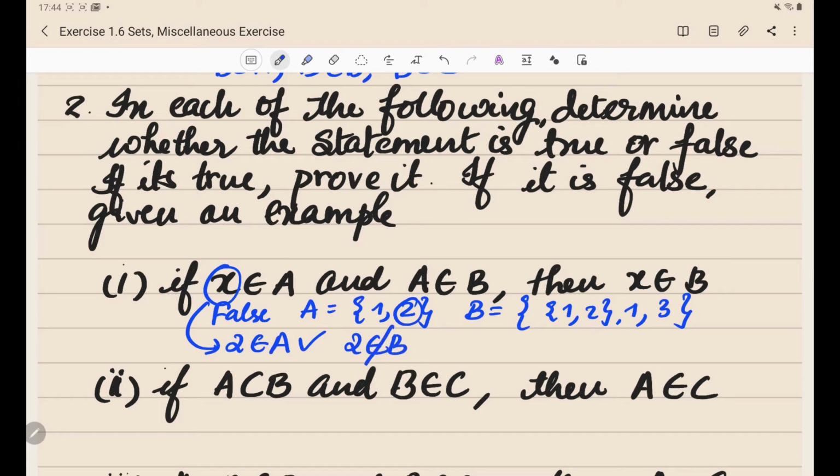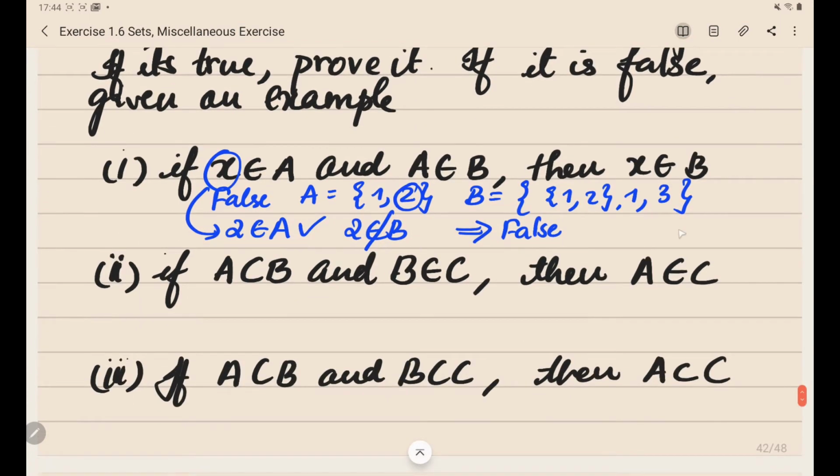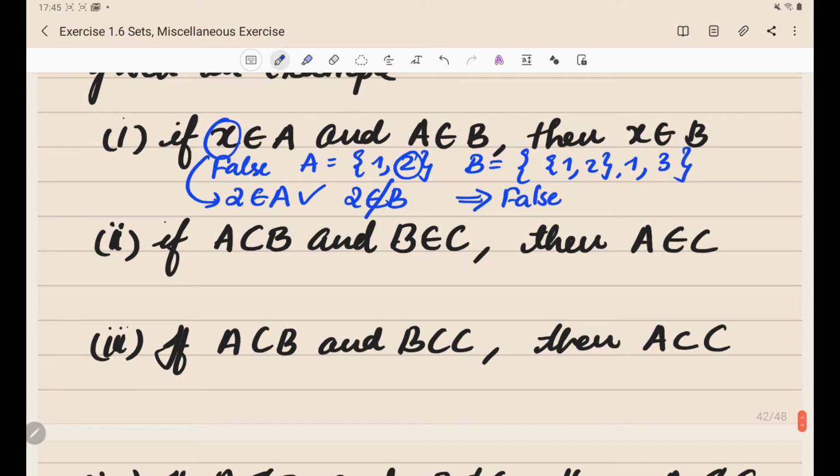No. This is why I said this condition is false. I hope it's clear. As I said before, you can take any examples of your choice. I have just taken smaller values so that we can find it very easily.